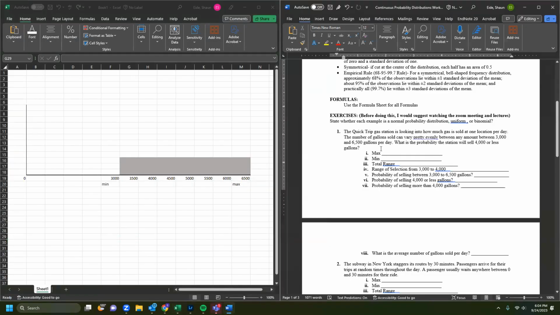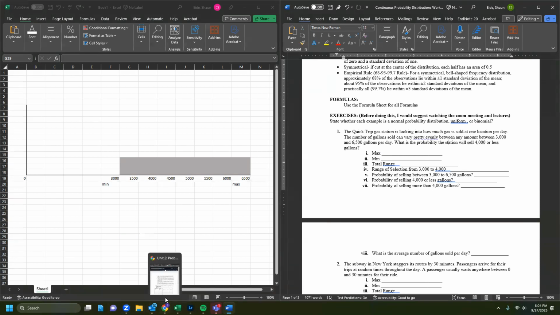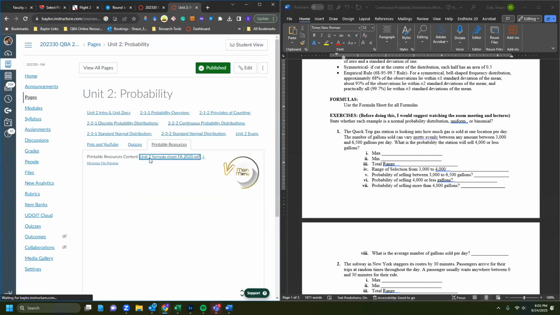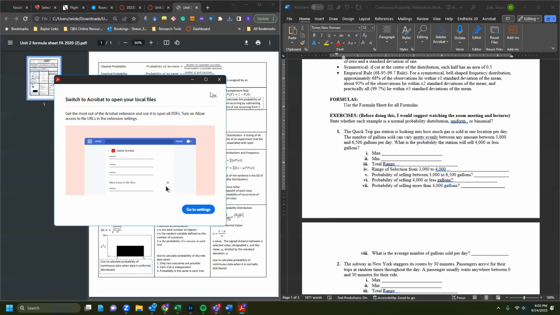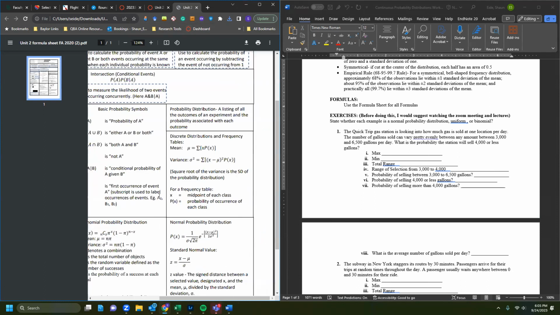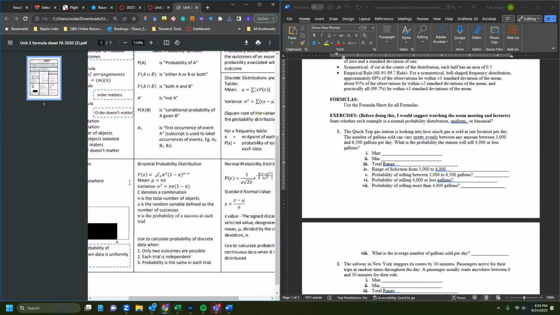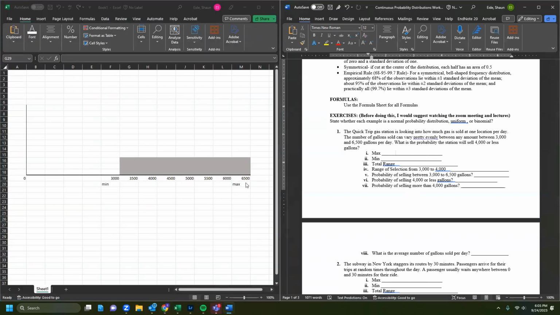The best way to do this is by pulling up your formula sheet. If you pull up your unit 2 formula sheet, in the printable resources, and download it, you're going to see that it has all of the information that you need in order to calculate the different probabilities. So you've got the uniform probability distribution, binomial, normal, and so on and so forth. And so let's look right here. First of all, max and min.